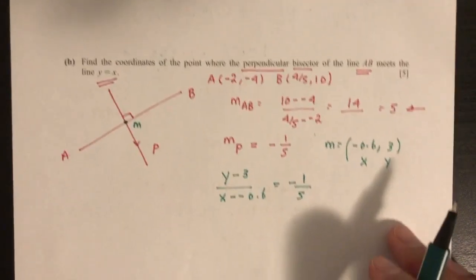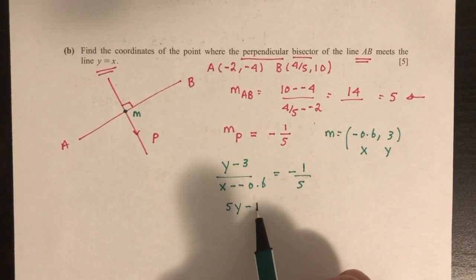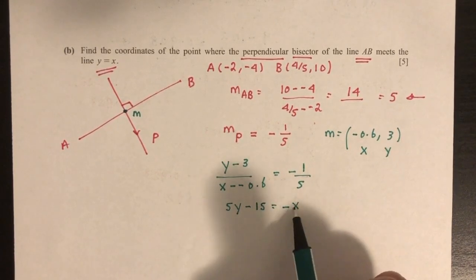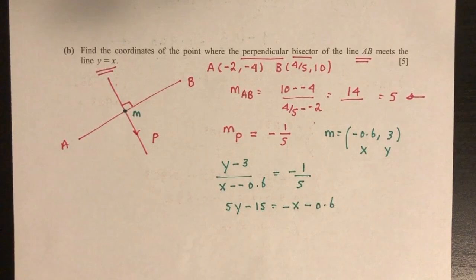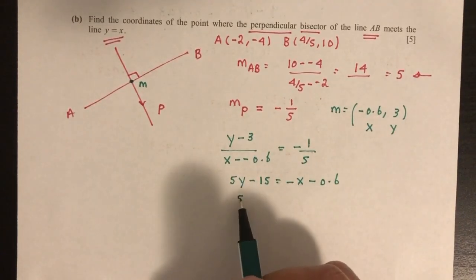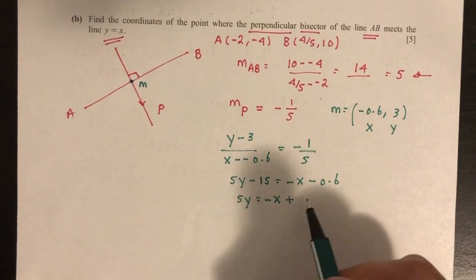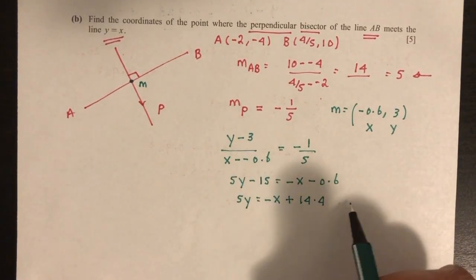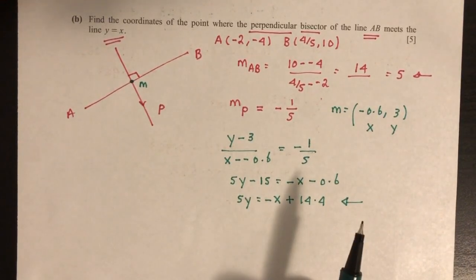Now we have to find x, y: y minus 3 over x minus minus 0.6 equal to minus 1 over 5. So now we cross multiply, you will have 5y minus 15 equal to minus x minus 0.6. Simplify, you will have 5y equal to minus x plus 14.4. That is the equation of the line P, your perpendicular bisector.